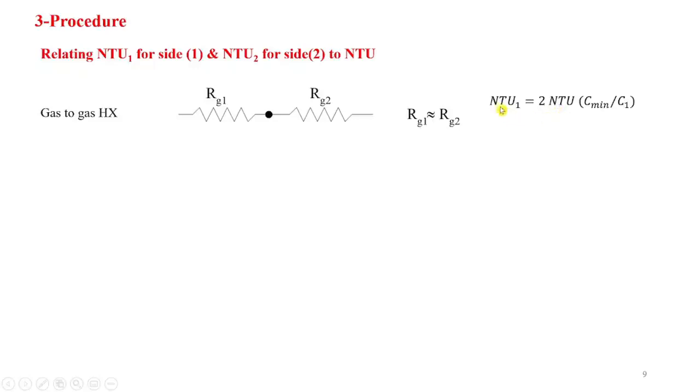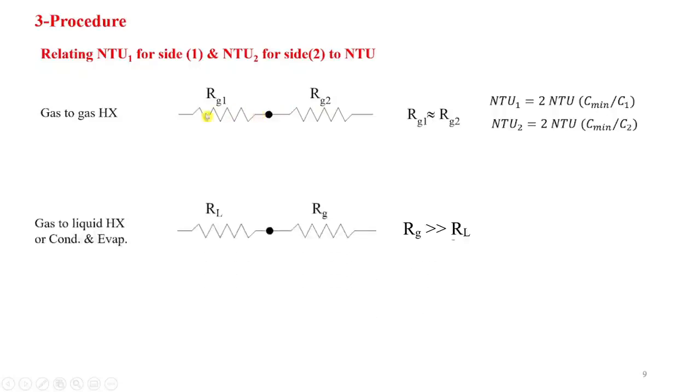For this case, we are going to get NTU1 equal to 2 NTU for the whole heat exchanger multiplied by C min divided by C1. And the same thing also for the number of transfer unit for the second gas, since they are gases, so they are of the same order.